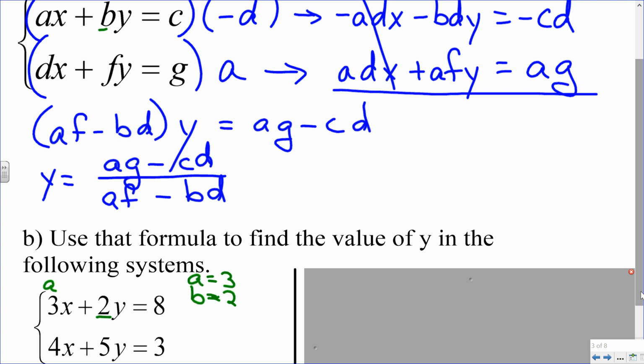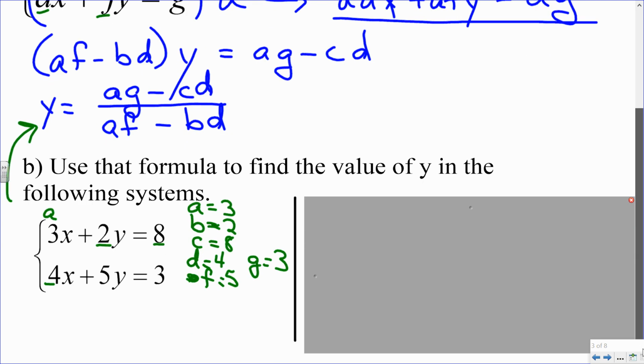C is the constant over here in the first, so C is 8. And D is the x coefficient of the second one, so that's going to be 4. And F is the coefficient in front of y in the second equation, so that's a 5. And G needs to be 3. Everybody feel comfortable with that? Okay, now we are going to plug those into our formula.